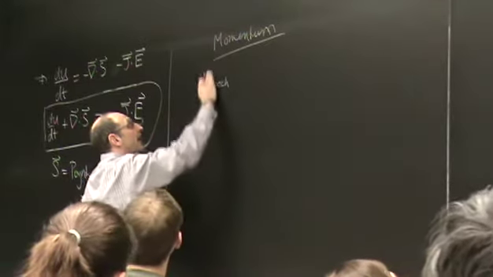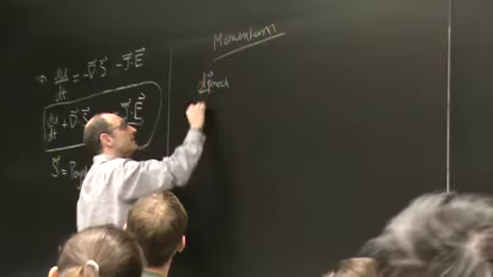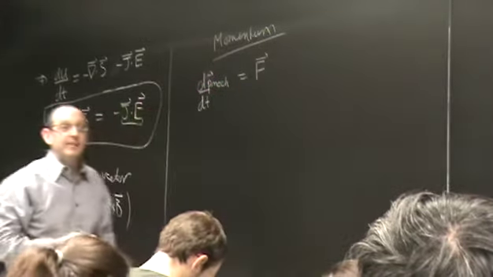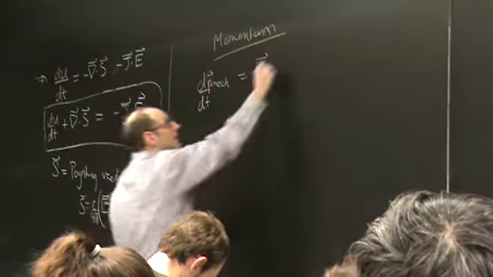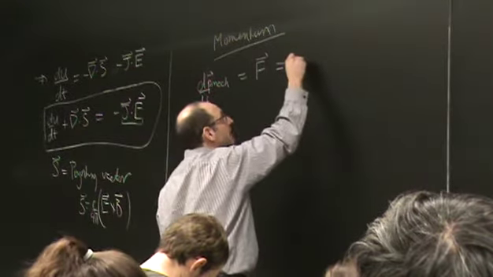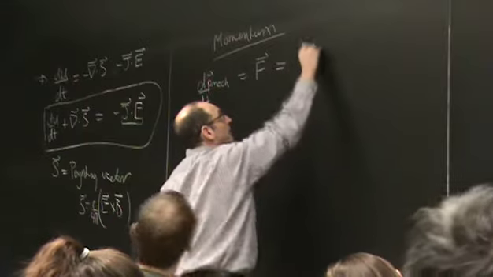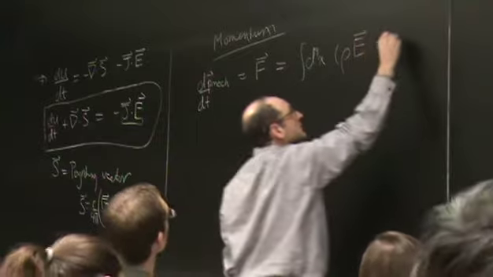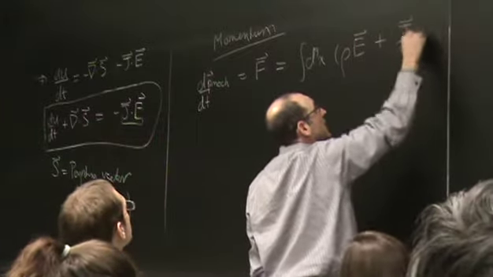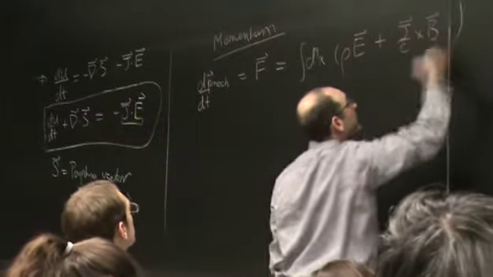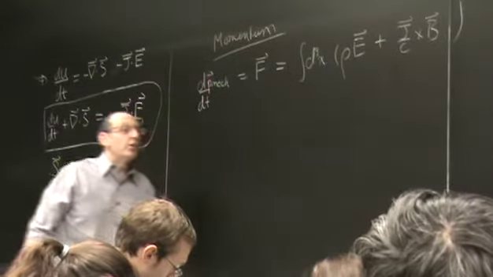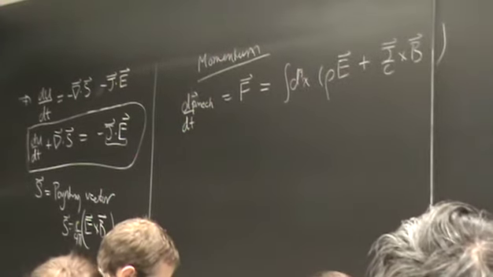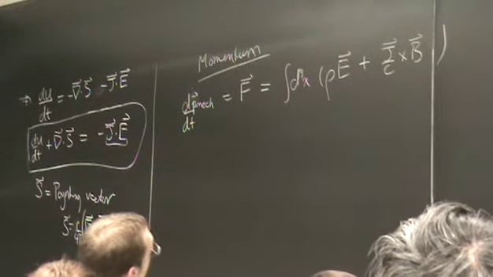So, the rate of change of mechanical momentum of the charges is equal to the force on the charges, right? Which is, in this case, well, if I have a general distribution, I have the Lorentz force law here written for a general distribution of current and charge, right? That's the Lorentz force law.